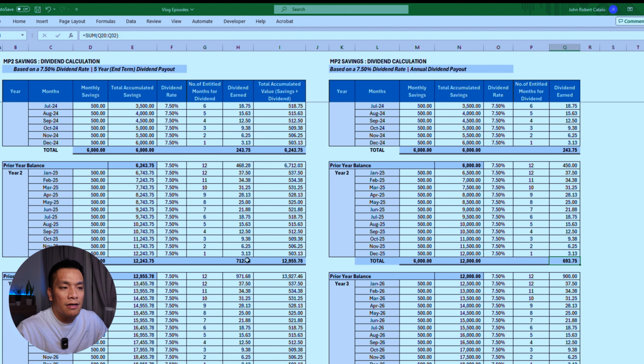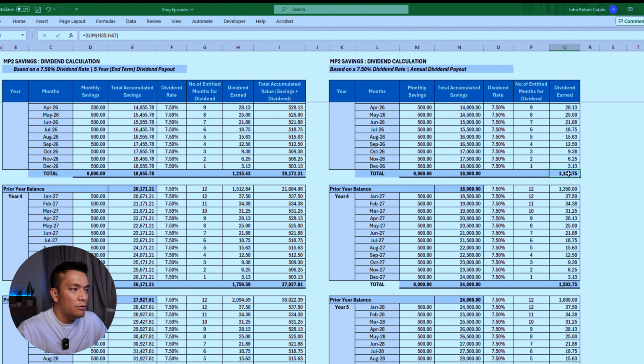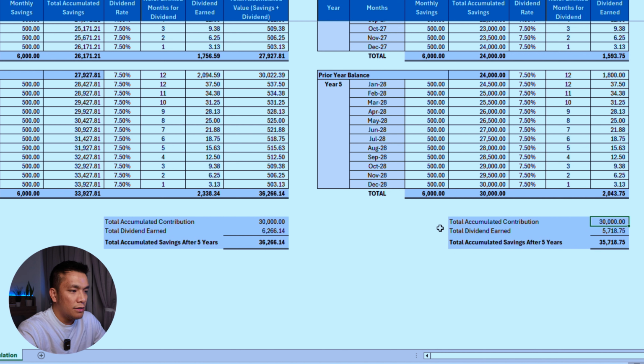So, mas malaki ang kinikita under the 5-year end term option. So, if tinuloy-tuloy mo lang yan, makikita mo pa rin yung continuous difference nung dividend earned between the two options, hanggang mapunta tayo sa year 5. So, this is the comparison. The total dividend earned under the 5-year end term is 6,266.14, while on the annual dividend payout is 5,718.75, with a difference of 547.39 pesos.